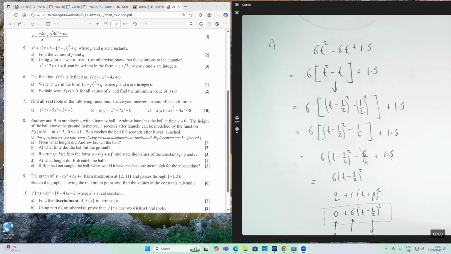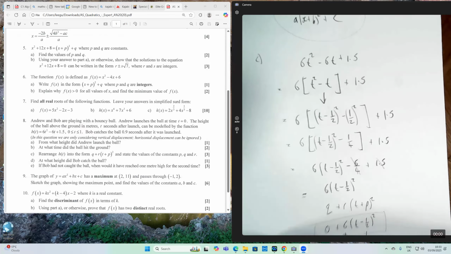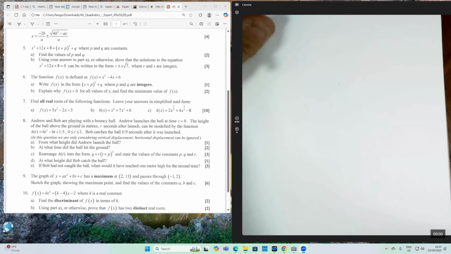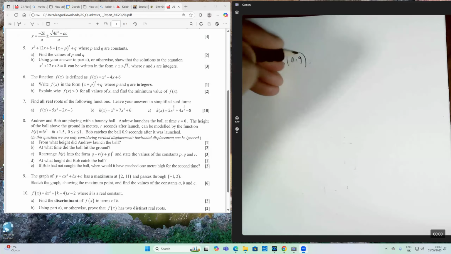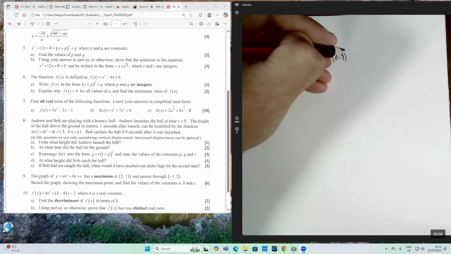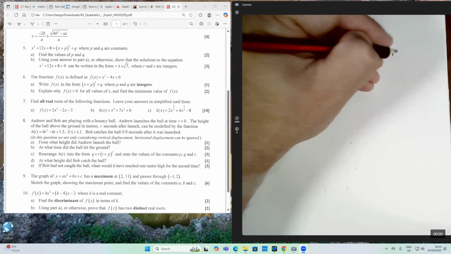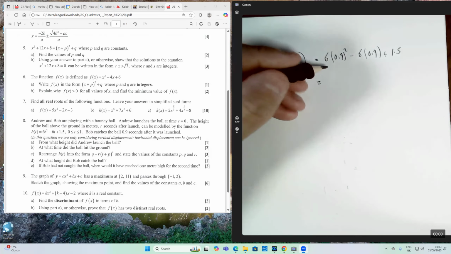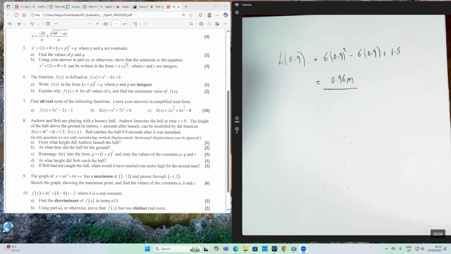Now, it says part D of this question, at what height did Bob catch the ball? Okay, now Bob caught the ball 0.9 seconds after it was launched. So we've just got to work out what is h of 0.9. So Bob caught it at 0.9 seconds. So that is going to be 6 times 0.9 squared minus 6 times 0.9 plus 1.5. And when we work that out, that turns out to be 0.96 meters. So Bob caught the ball when it was 0.96 meters.